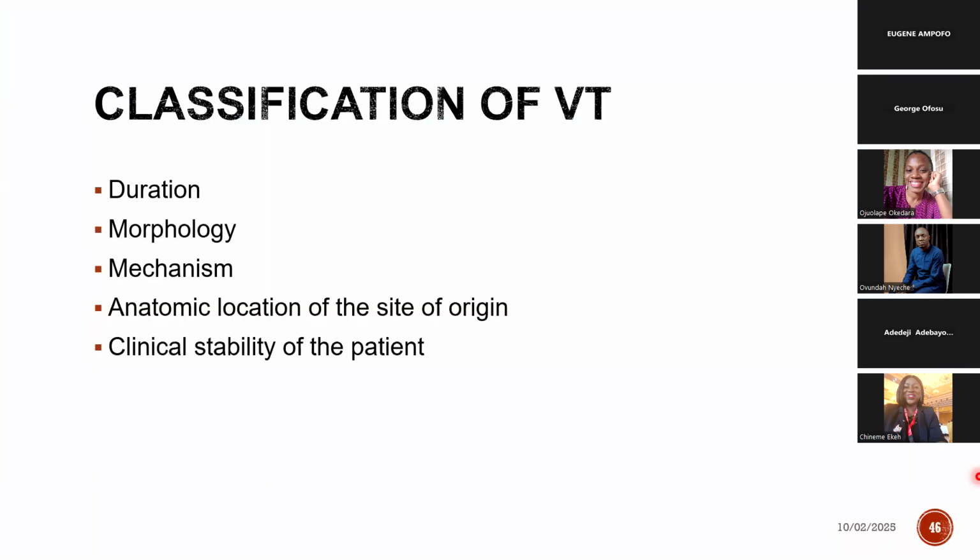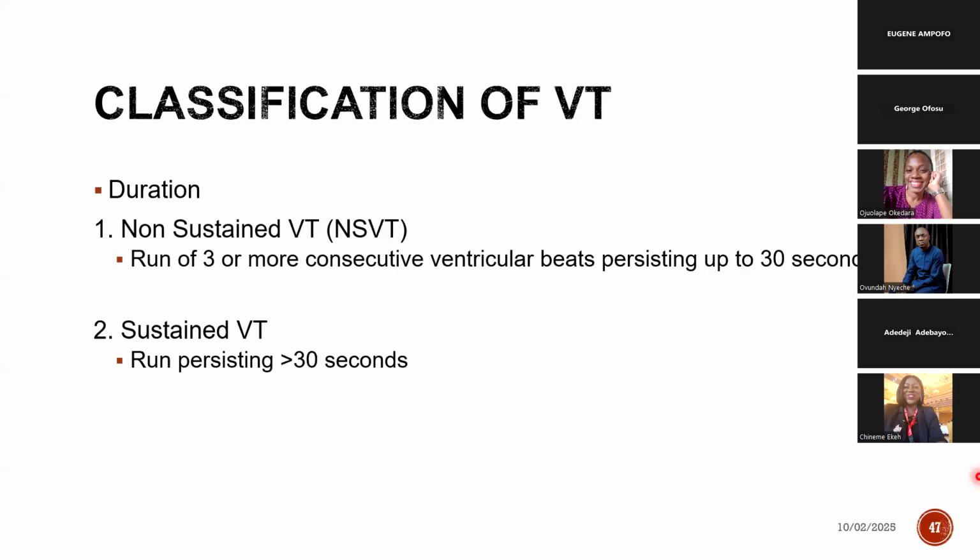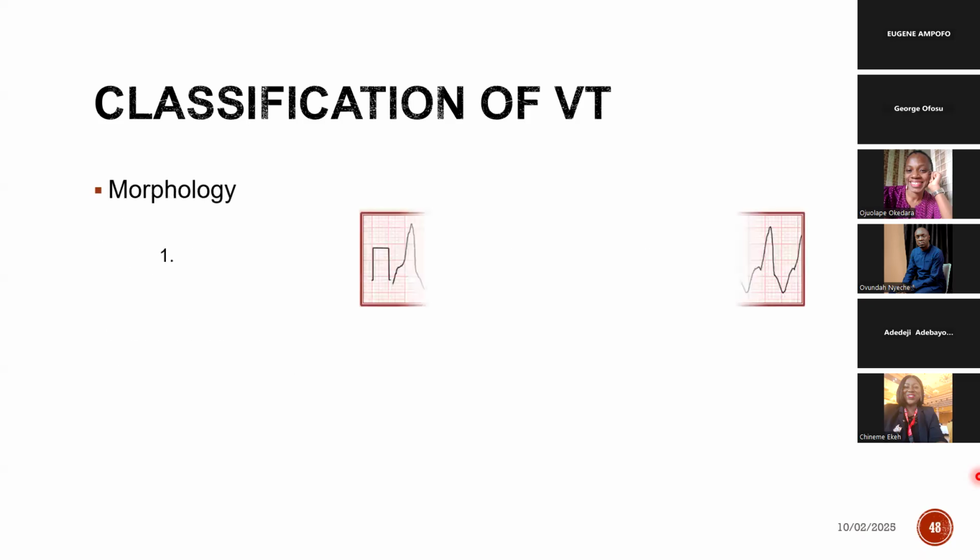So how do we classify VT? VTs can be classified based on their duration, their morphology, mechanism, anatomical location or the site of origin, and clinical stability of the patient. Based on the duration, they can be classified as either non-sustained VT or sustained VT. A non-sustained VT is when you have a run of 3 or more consecutive ventricular beats that persists up to 30 seconds. Sustained VTs are those that persist more than 30 seconds.